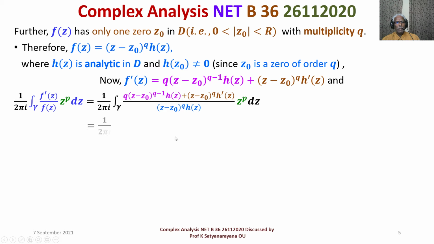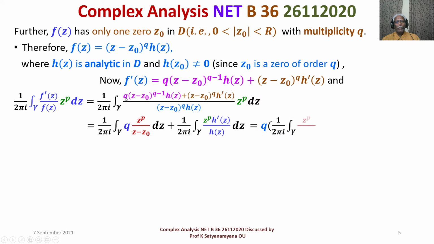So that will be equal to 1 by 2 pi i integral taken round gamma q times z to the power of p dz by z minus z naught. Why? In the first term, z minus z naught to the power of q minus 1 is there, and in the denominator, z minus z naught to the power of q is there. One z minus z naught remains in the denominator, and h(z) cancels, and q will be there, and z to the power of p will come.